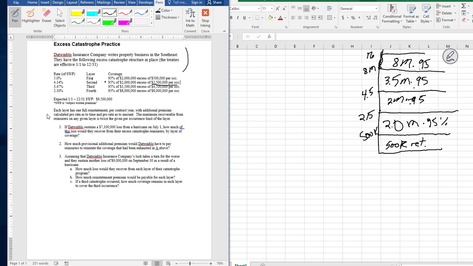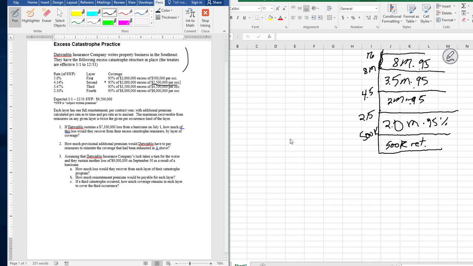All right, then it says each layer has one full reinstatement per contract year with additional premium calculated pro rata as to time and pro rata as to amount. Let's worry about the pro rata as to time and amount later. The maximum recoverable from reinsurers on any given layer is twice the given per occurrence limit of the layer, and that will also come later. So the first question, if Datwin Blow sustains a $7.1 million loss from a hurricane on July 1, how much of this loss would they recover from their excess catastrophe reinsurers by layer of coverage?